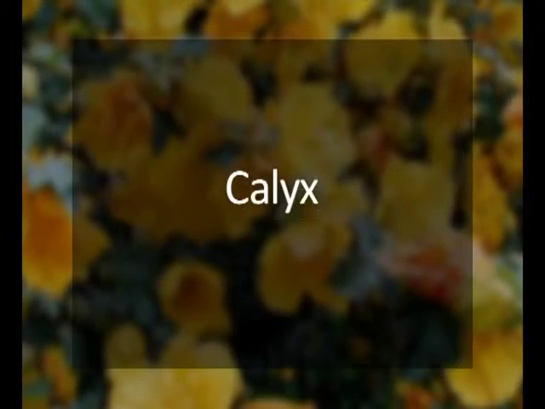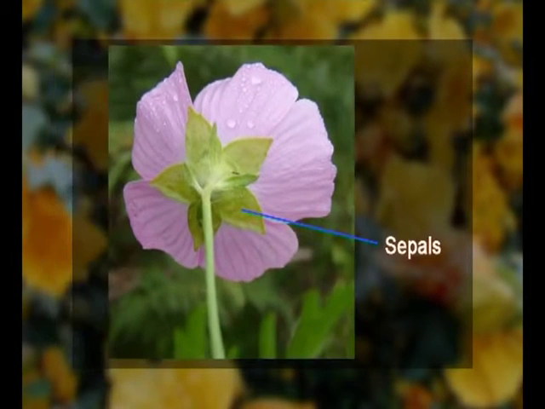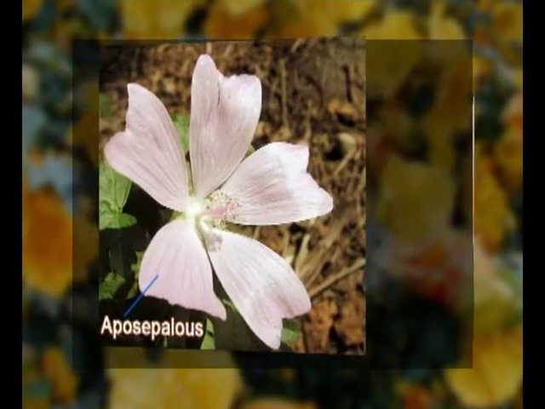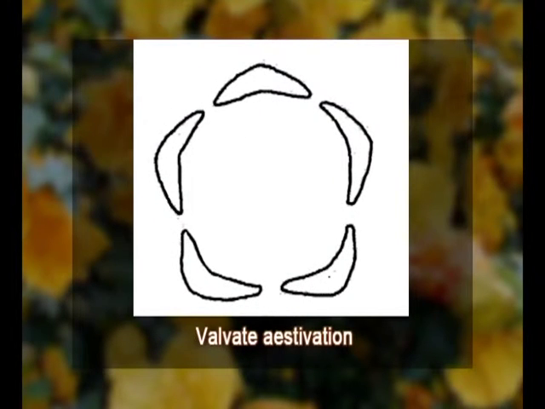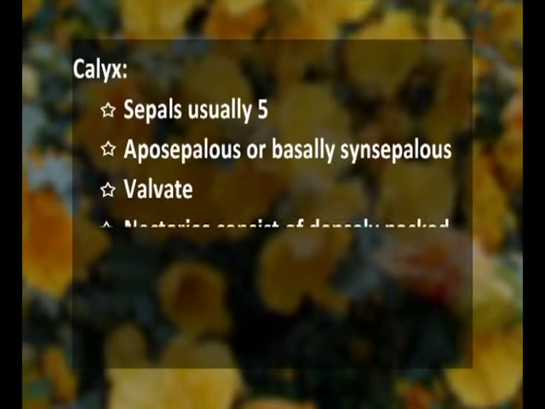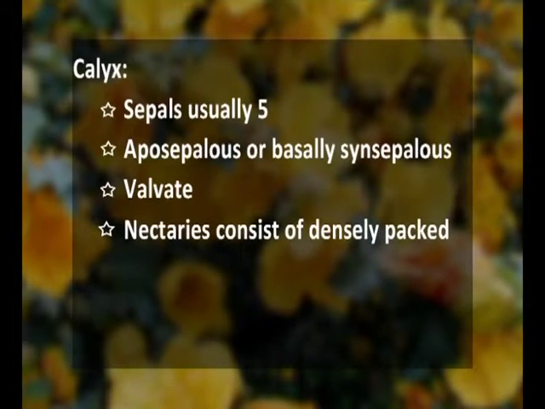Now, individual parts of the flower, starting from calyx. The calyx here comprises sepals, which are usually 5 in number, but rarely they can be 3 or 4 also. These sepals are aposepalous, or they can be basally fused, what we call basally synsepalous, and their aestivation is valvate. The nectaries in the case of Malvaceae are present at the calyx.